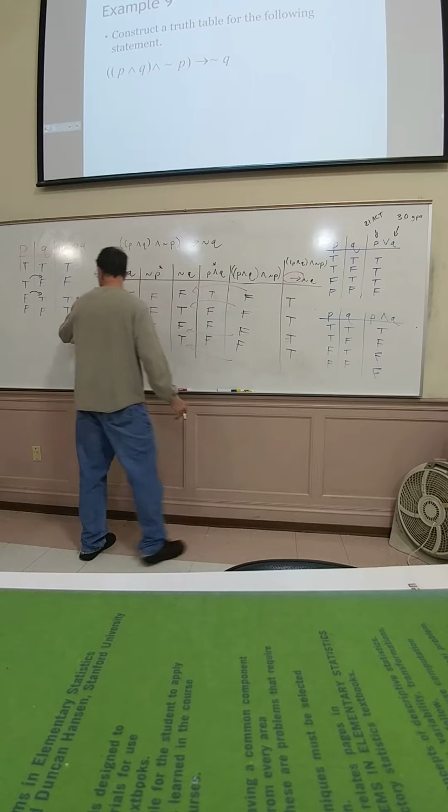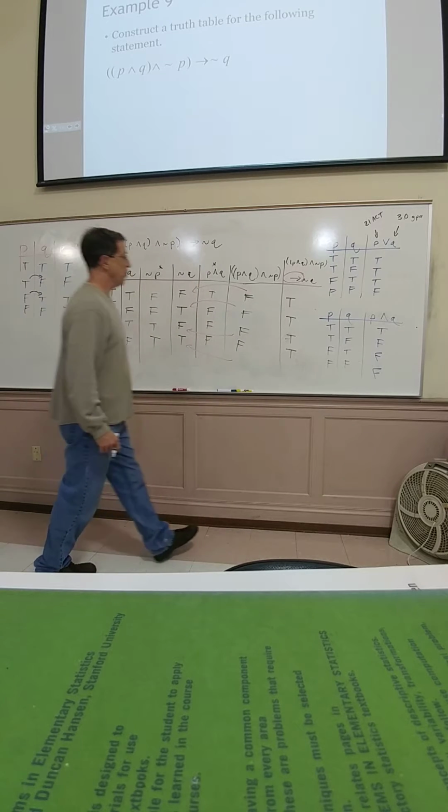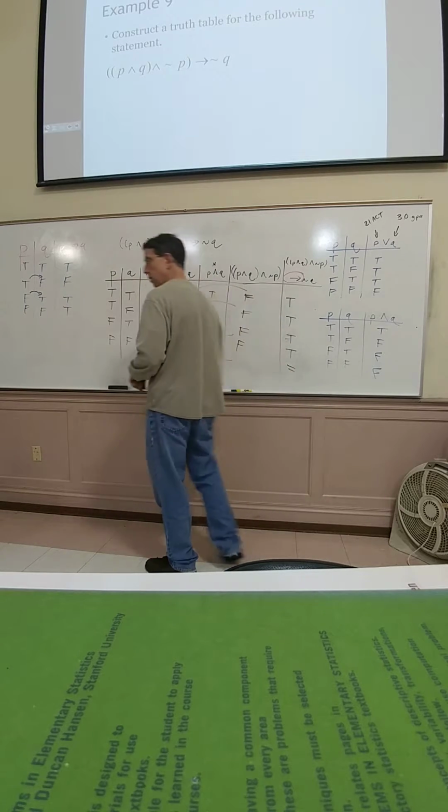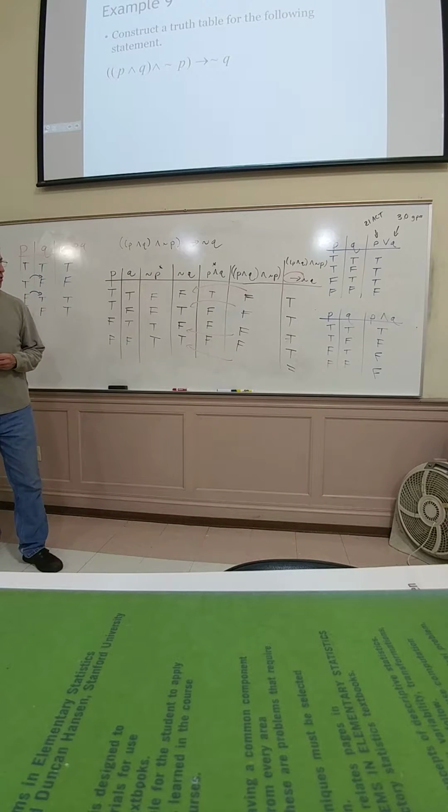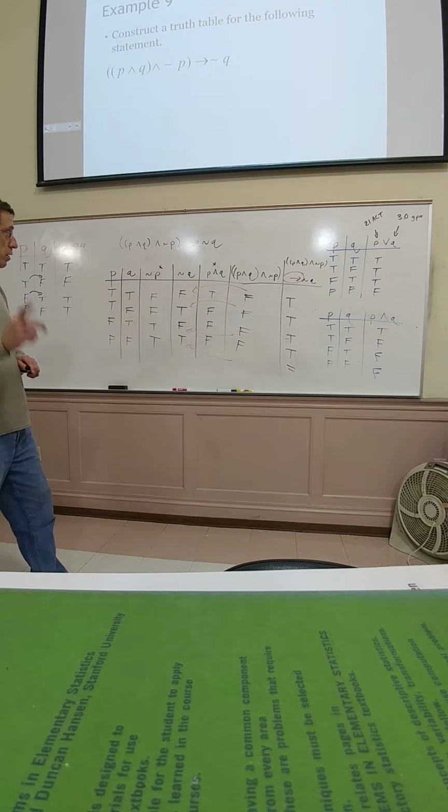So we did actually on this one only use the third and fourth rows. But we got all truths. So we did get another tautology. And we'll talk more about the significance of that in the next section.